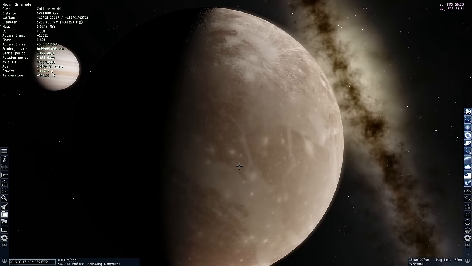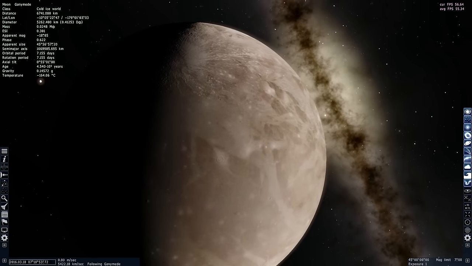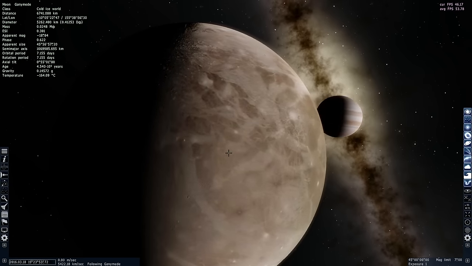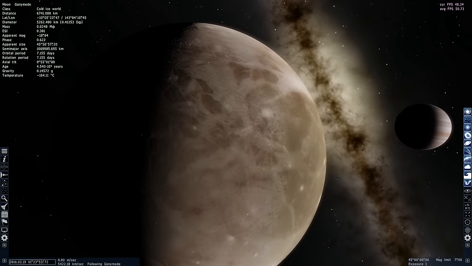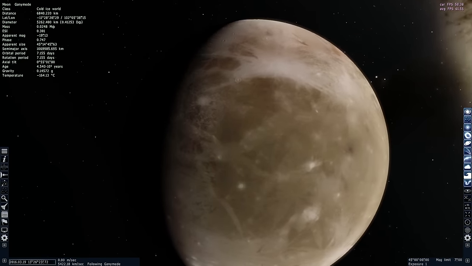And this is moon number 3, called Ganymede, and what Ganymede is famous for is being the biggest moon in our solar system. It's actually bigger than Mercury in terms of radius, not as massive, but definitely very, very large, so potentially this might be our new home as well.